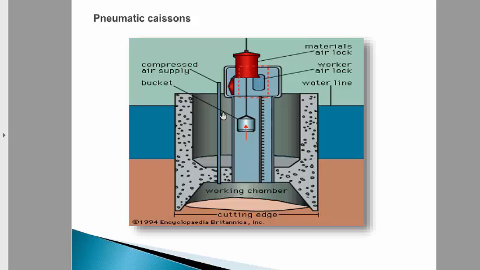So what is the advantage of this? In the pneumatic Caisson the air is locked, so water will not pass into the Caisson. The well goes down properly in the water and it will not tilt.